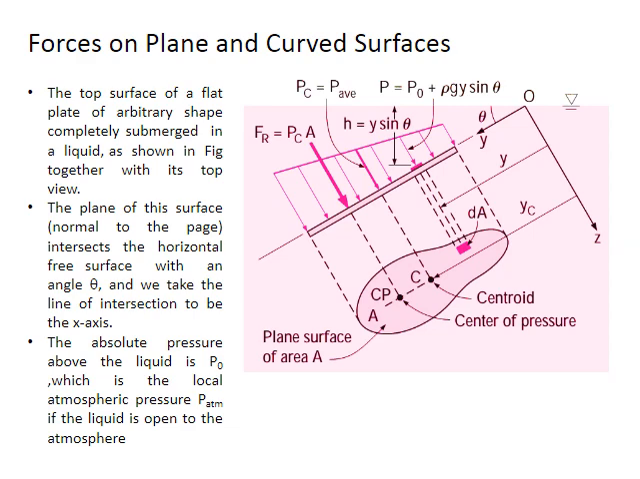In this slide, you can see from the figure the top surface of a flat plate of arbitrary shape completely submerged in a liquid. The plane of this surface, normal to the face, intersects the horizontal free surface at an angle of theta, and we take the line of intersection to be the x-axis. The absolute pressure above the liquid is P0, which is the local atmospheric pressure P atm if the liquid is open to the atmosphere.